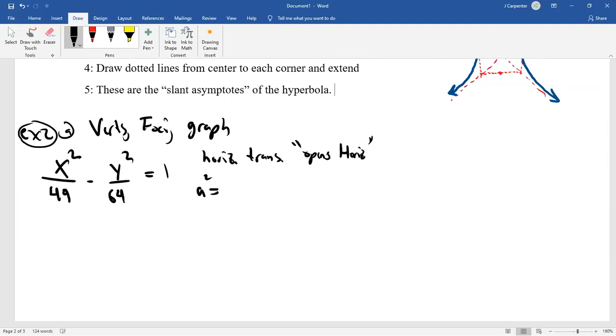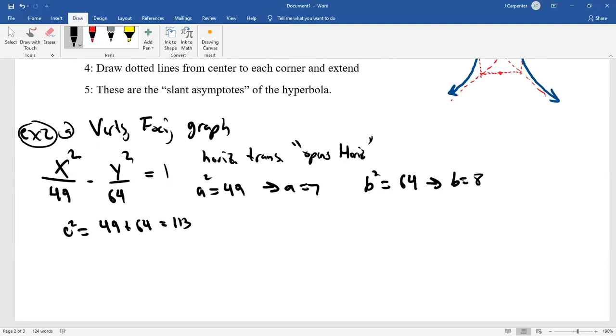So the a squared should be the 49 then, which makes a equal to 7. The b squared is 64 then, which makes the b 8. The c squared is the sum of the squares. So 49 plus 64, which is 113. So c squared is 113, meaning that c is equal to the square root of 113.